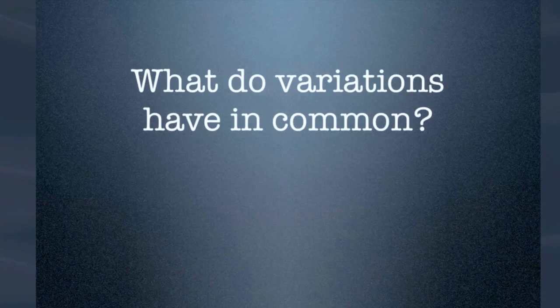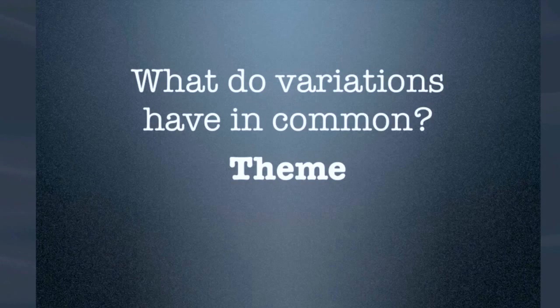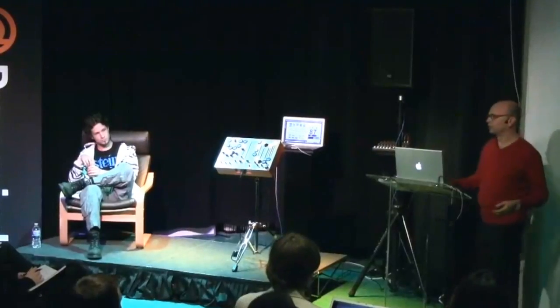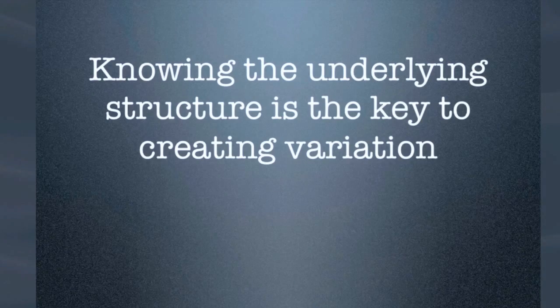So, in a theme and variations piece of music, what do the variations have in common with each other? Broadly speaking, you could say that what they have in common is they come from the same theme, but there's something even more subtle than that. And that is that there's an underlying structure that is shared with the theme and the variation. So it's not like there's variations and they came from the theme. There's something underneath both the theme and the variations that's the same. And that underlying structure is really important to creating variation.